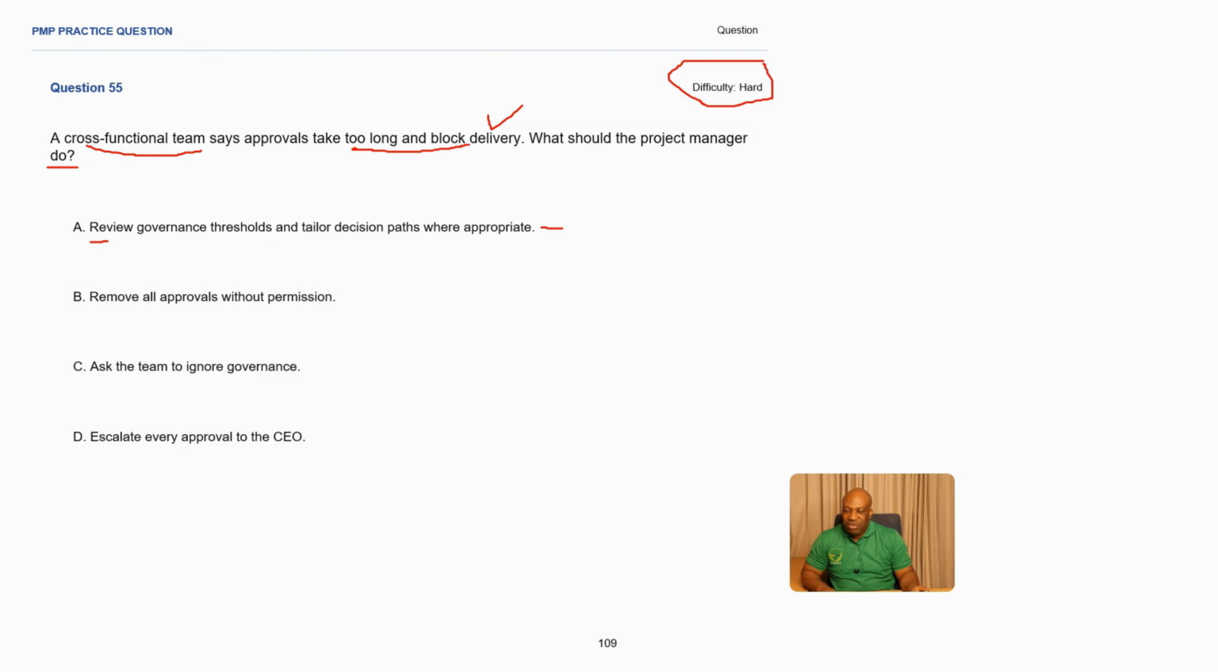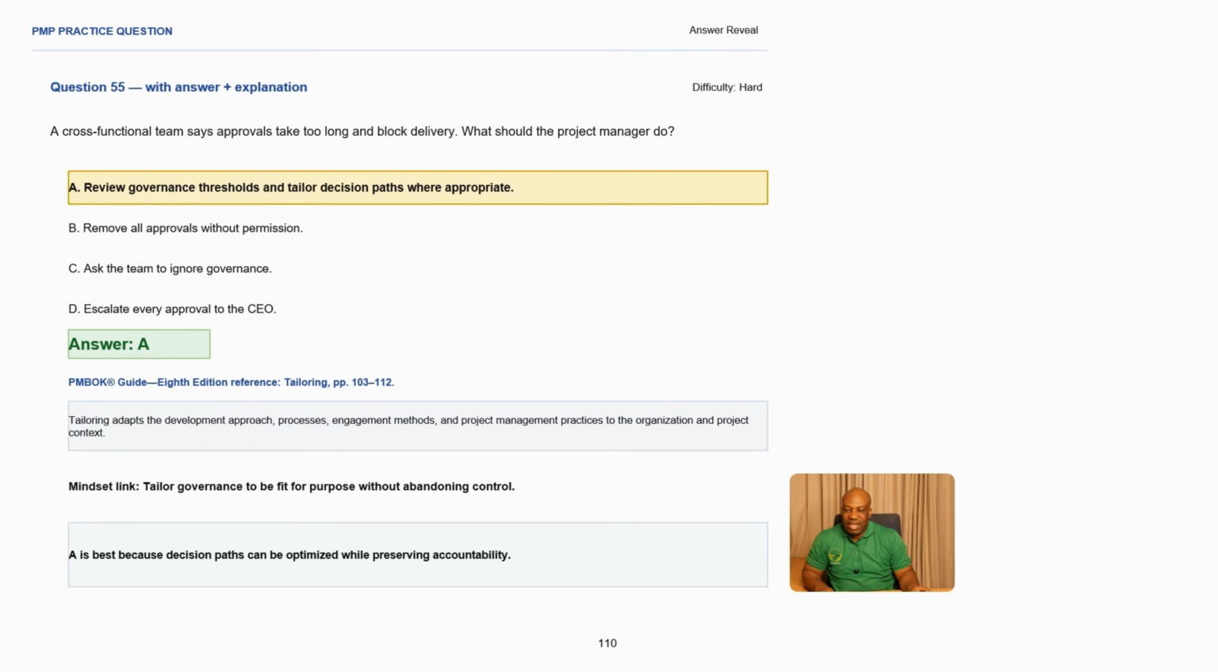B, remove all approvals without permission. You don't just jump into action and remove approvals. There's a reason why the approvals were there. So making this one incorrect answer. C, ask the team to ignore governance. This is dangerous. You cannot ignore governance in a project environment. Making this one incorrect answer. D, escalate every approval to the COO. You don't just escalate. As project manager, you are supposed to try by all means to resolve project issues at your level, unless it's beyond your limit or it requires approval. Making this one incorrect answer. So the best answer here is A.